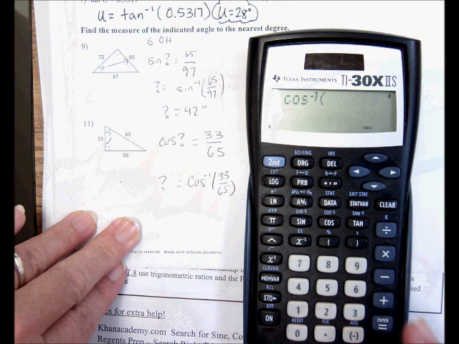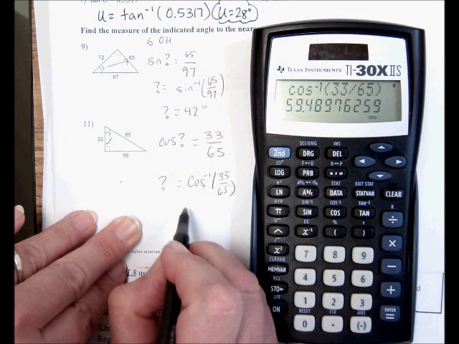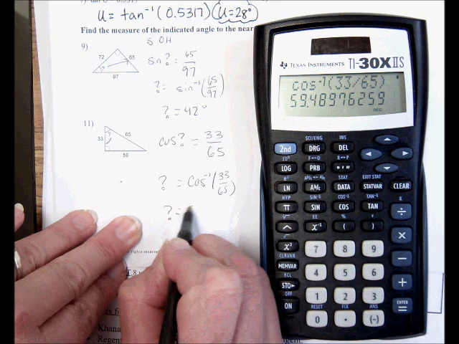On the next one, I use the inverse cosine on my calculator and solve for my angle measure to be 59 degrees.